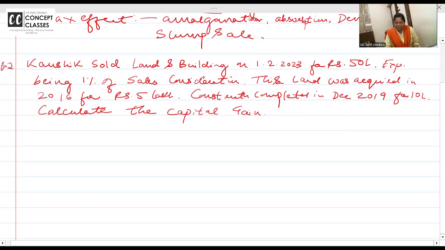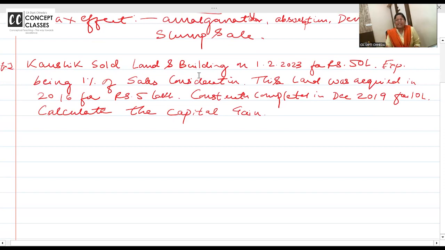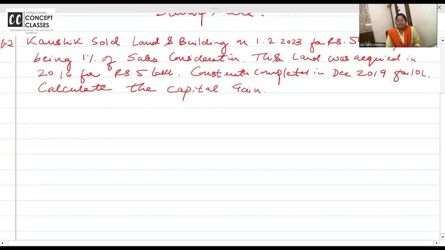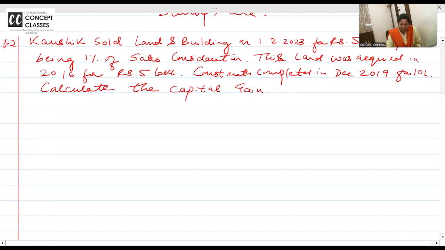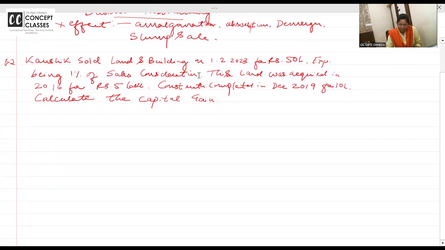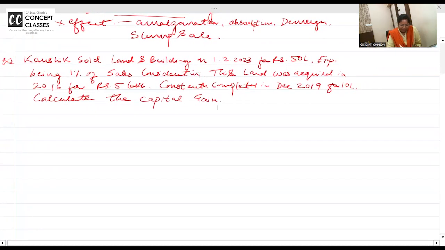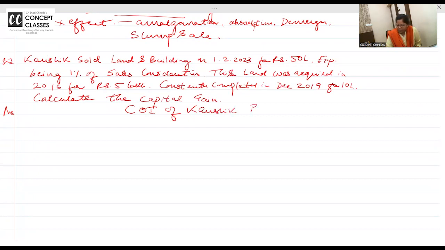See, if you say the answer, you will get that confidence. This simple level of problems, you remember. You've sold land and building. So what is the computation of income of Kaushik for the previous year 2022-23? Particulars and amount. What is the sale consideration?